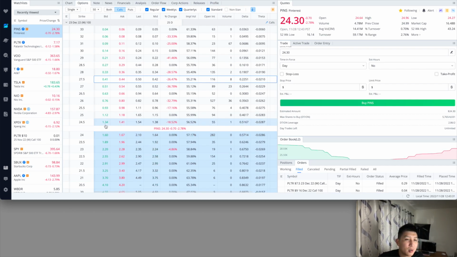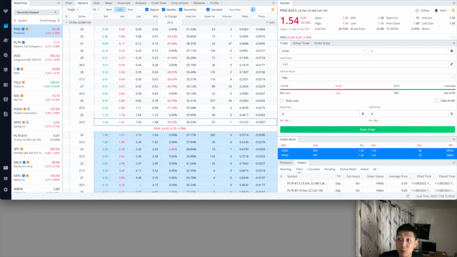Okay, so $1.34. Let's see, $1.34. Mid price, $1.38. I think I could get $1.38 on this. Okay, let's go ahead and try to do this one. Right now I'm going to be doing four right over here. I'm going to do four.